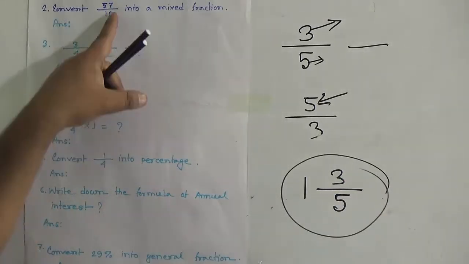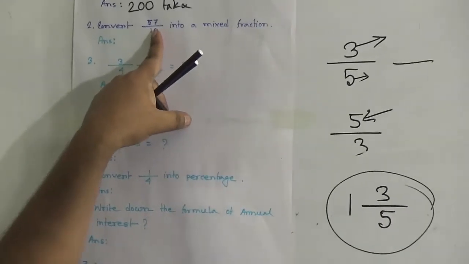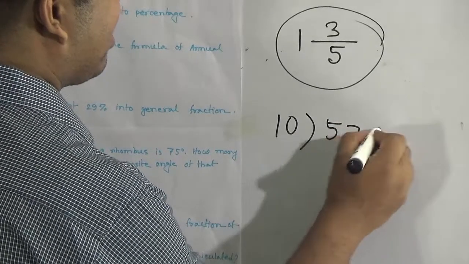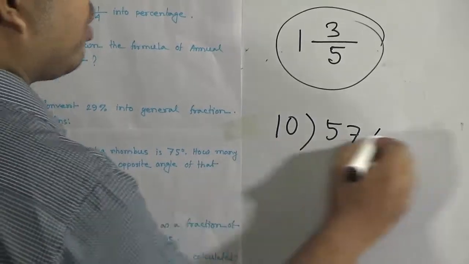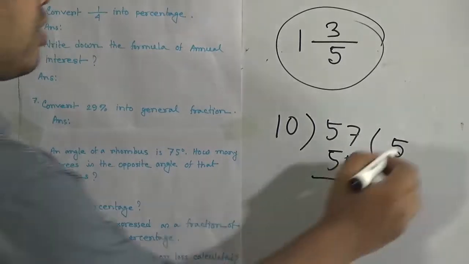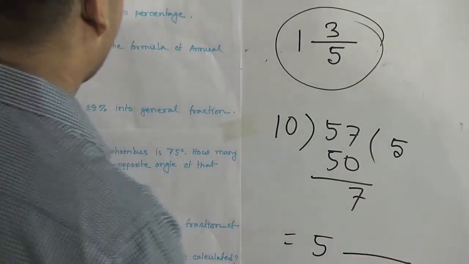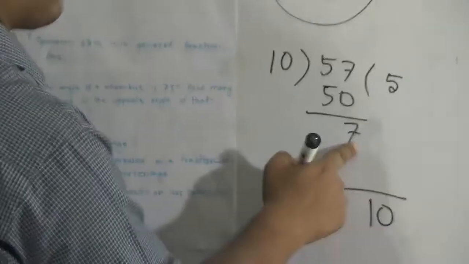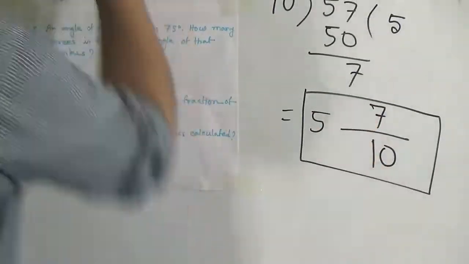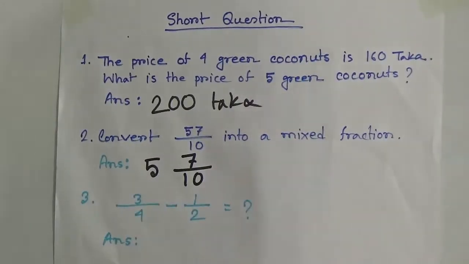My dear students, here 57 by 10 is an improper fraction. We want to convert this improper fraction into a mixed fraction. How can we? At first we divide 57 by 10, and in 57, 10 goes 5 times. 5 10s are 50 and remainder 7. So 5 is the whole number here, the denominator is 10 and the remainder will be the numerator. So 5 and 7 by 10 is the required mixed fraction. I hope you have understood.